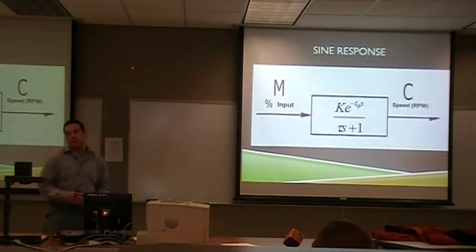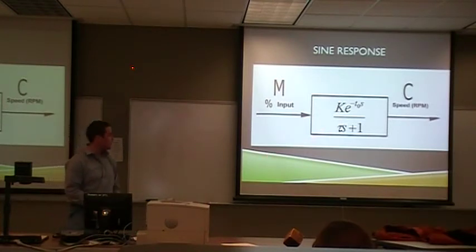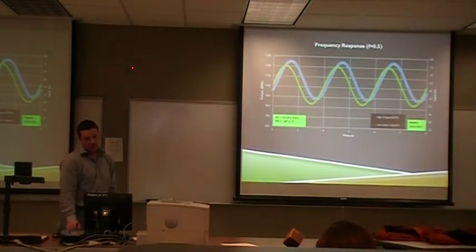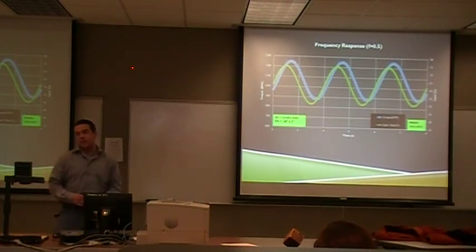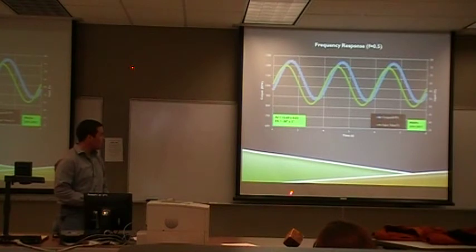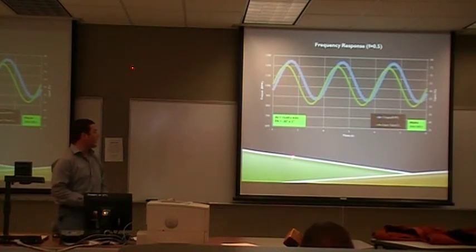Here, this shows a block diagram with a sine response transfer function, and this is the basis for the sine analysis. Here we have an example of a sine input for our experiment. The green indicates the input of the system, and the blue is the output. And from this graph, we're able to get the amplitude ratio and the phase angle.